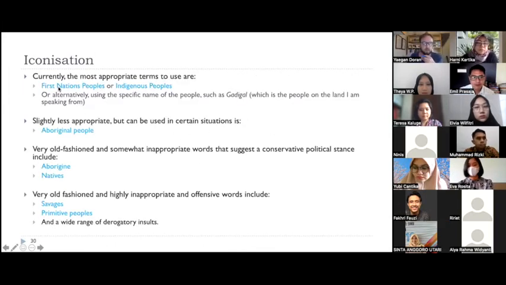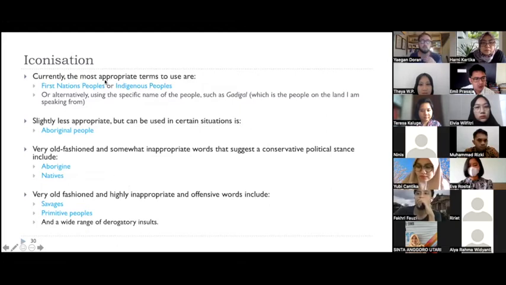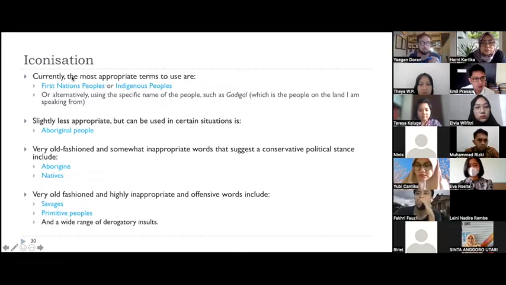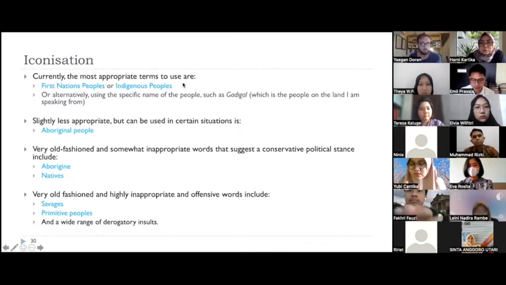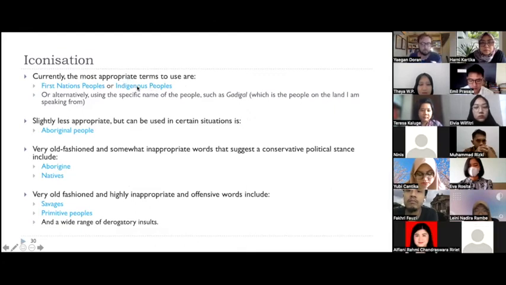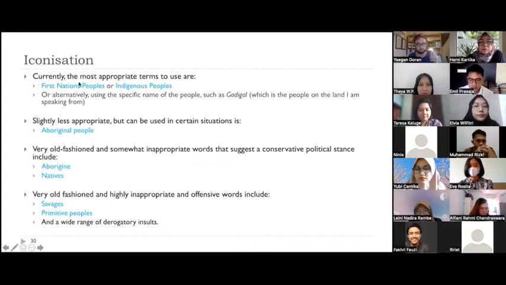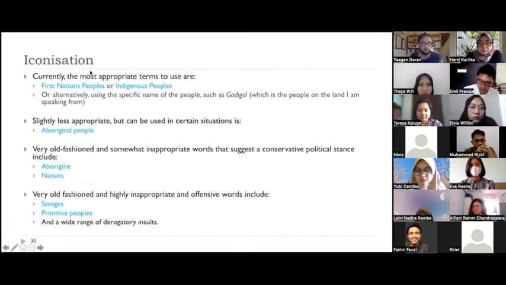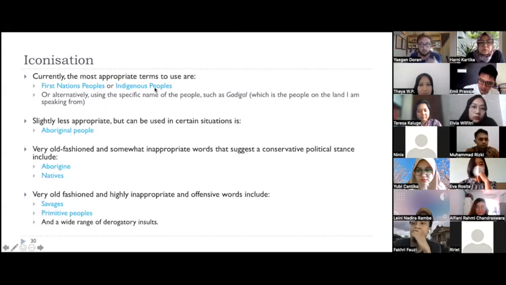So this is a little smaller, but I just wanted to try and get it on one slide. So currently, at least in some circles and communities, the most appropriate terms to use are often First Nations peoples or Indigenous peoples. And there's a few things here. Indigenous means they have been here for a long time. First Nations emphasizes that they're the people who were here before Europeans and had their own nations that were distinct. And also we use the plural to emphasize that they weren't just one people.